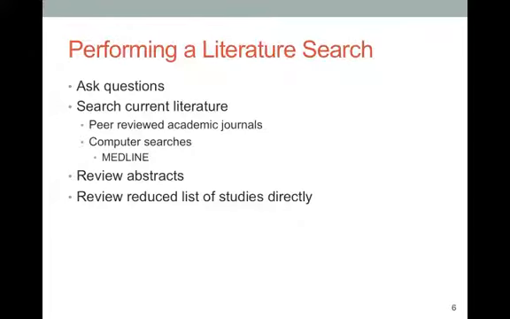Other ways of finding information are computerized searches. Medline is an example of this. Take a look at their abstracts, which are like the start of their research, and see if we can formulate something off of those abstracts. Review a reduced list of studies directly, online or in a medical library. A reference librarian may actually offer help in this.